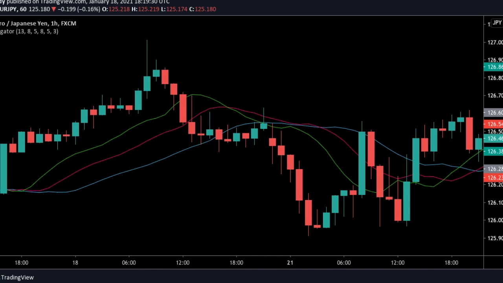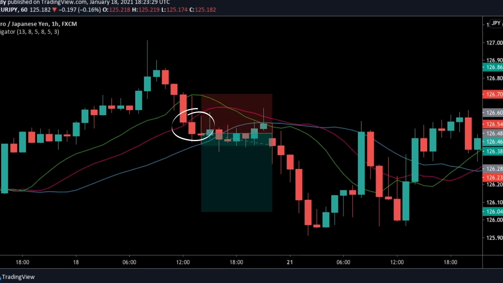Before finishing the video, I want to show you a short setup too. In short entries, the green line has to be up top. And we will wait for a candle to close below the red line. We will open a short position, as soon as a new candle opens below the red line. And our stop loss will be just a little bit above the green line. As you see, this trade was a decent one too.